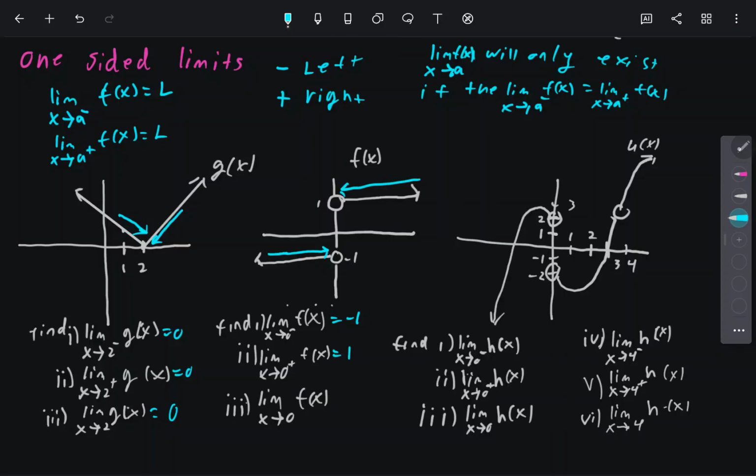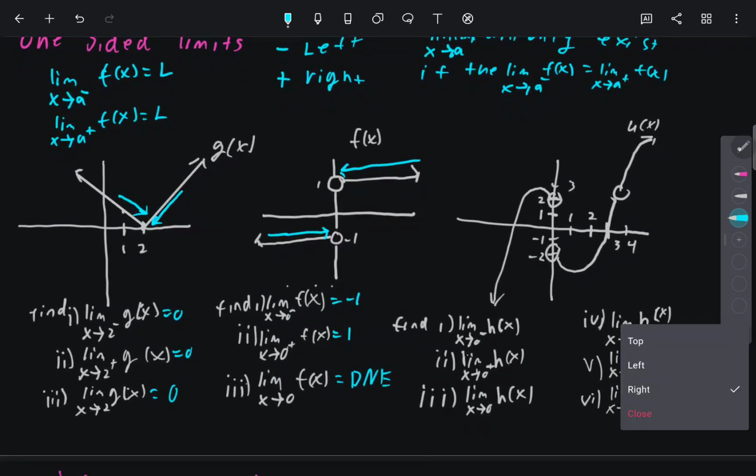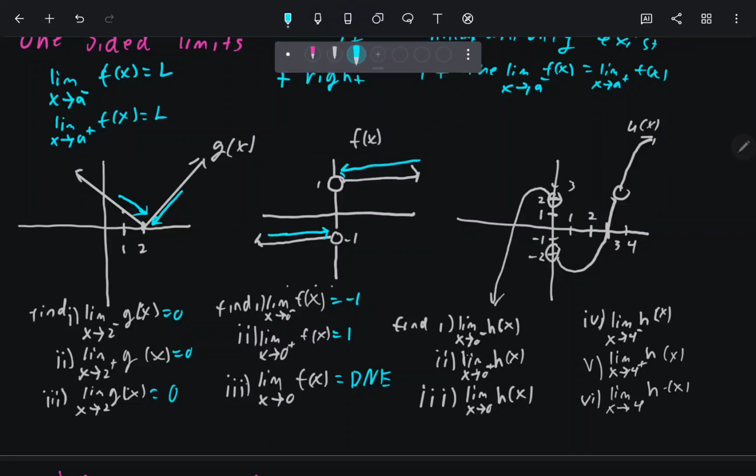Well, that's an issue, isn't it? They don't equal, so the limit does not exist. DNE is the abbreviation for does not exist, and it's commonly used math notation. I am going to real quickly move that to the top. Alright, let's work on this next one.